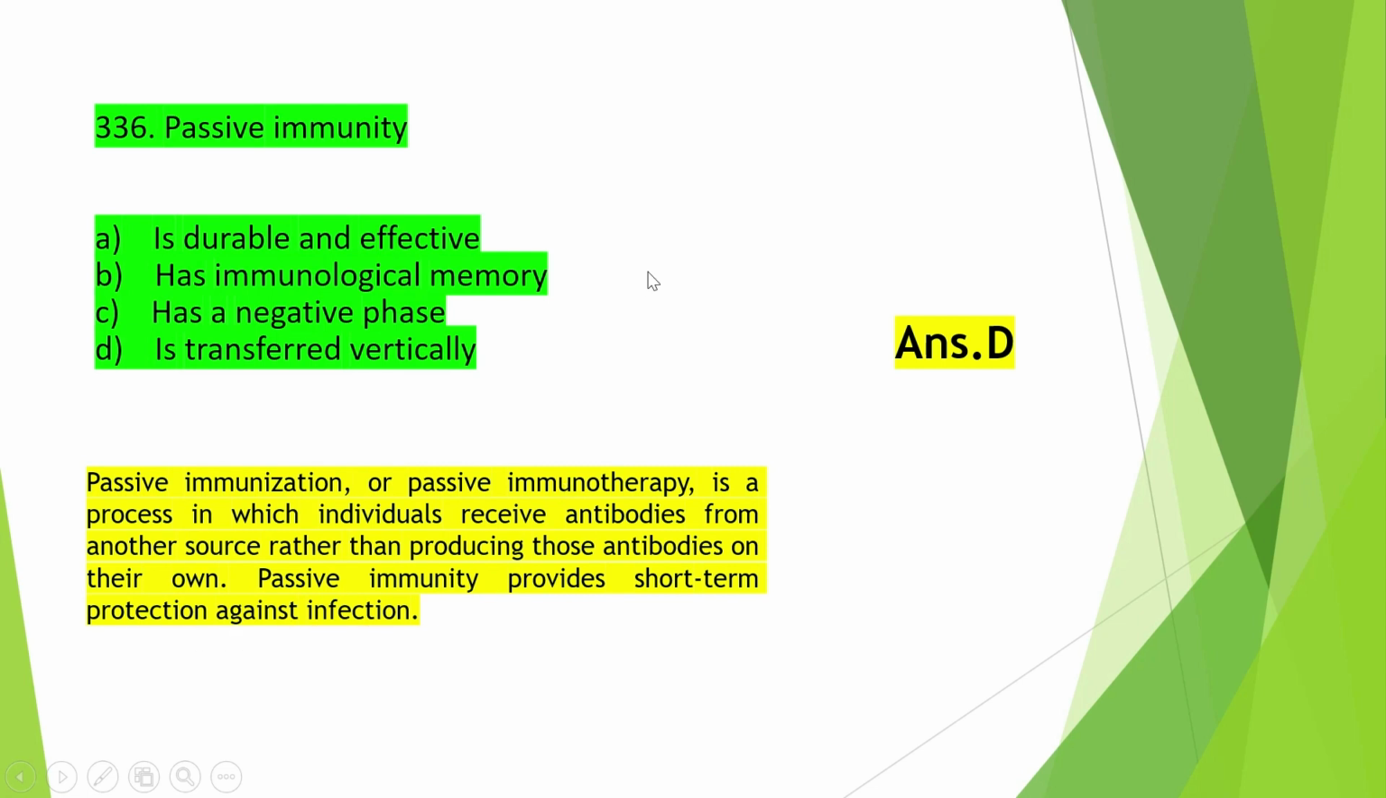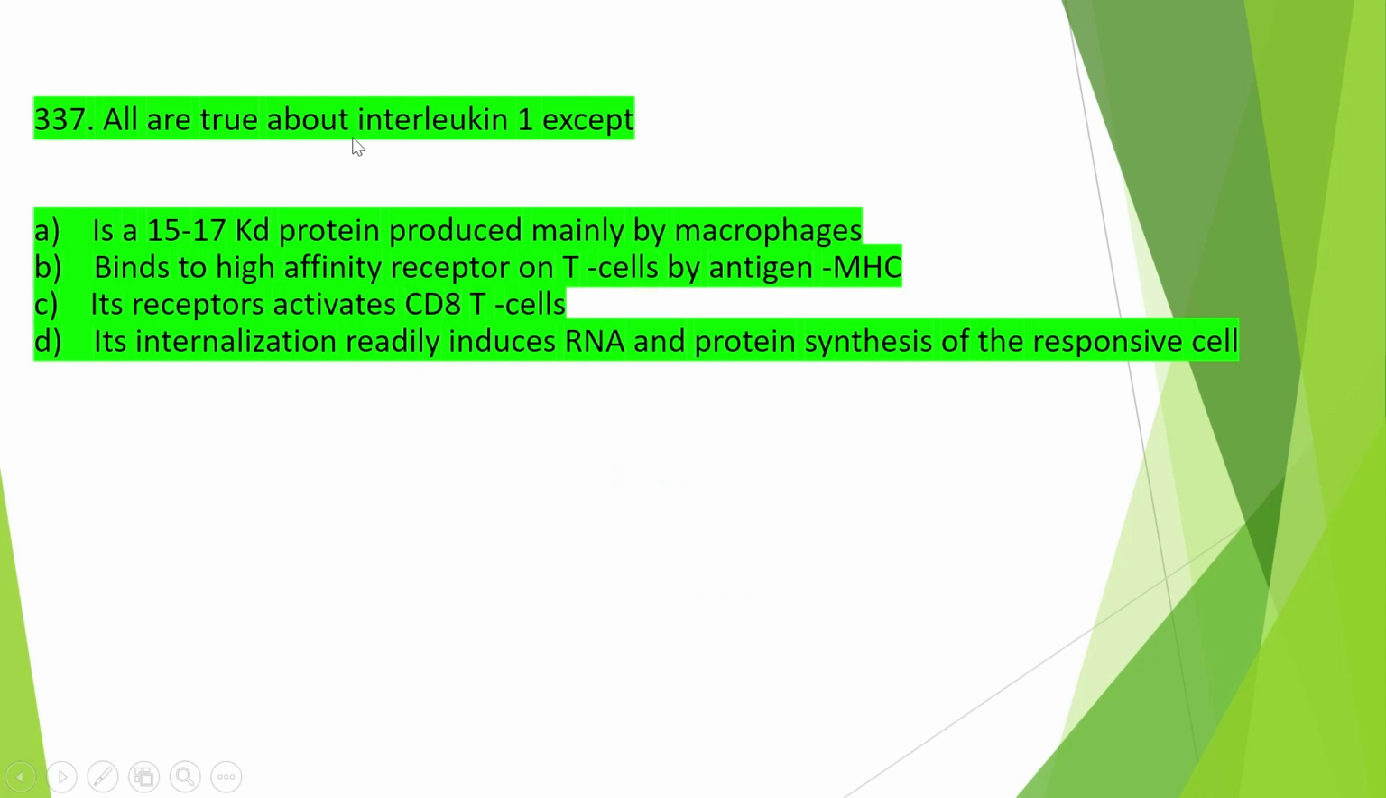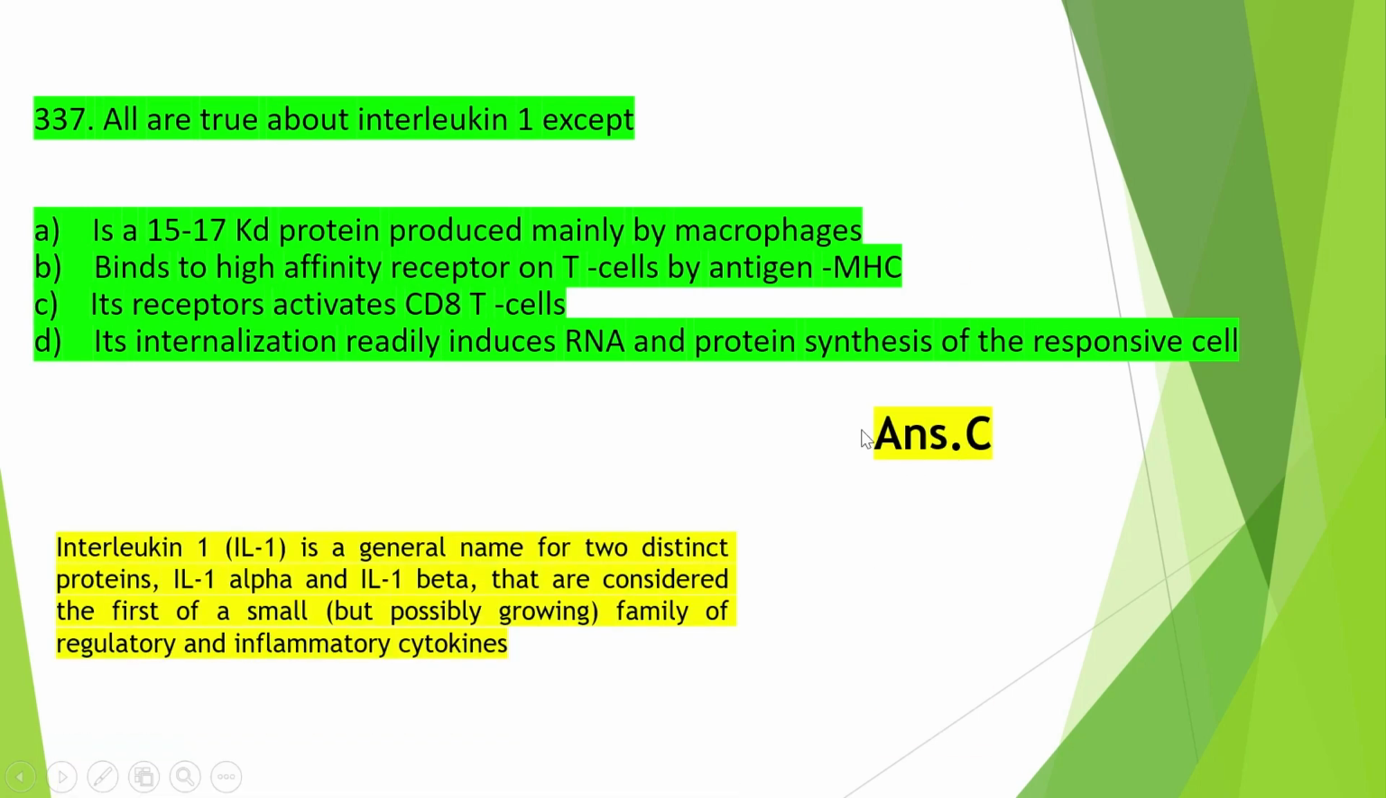Okay. Move on to the next question: all are true about interleukin 1 except: it is a 15 to 17 kilodalton protein produced mainly by macrophages, or it binds to a high affinity receptor on T cells by antigen MHC, or its receptor activates CD8 T cells, or its internalization readily induces RNA and protein synthesis of the responsive cell. The right answer is option C, that is its receptor activates CD8 T cells.